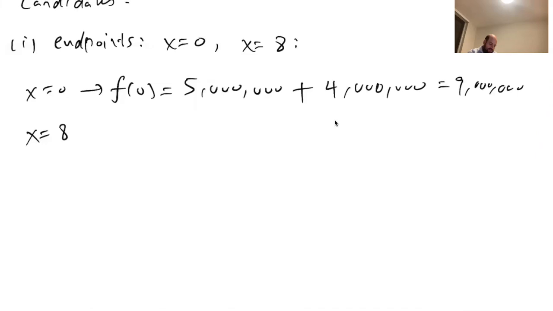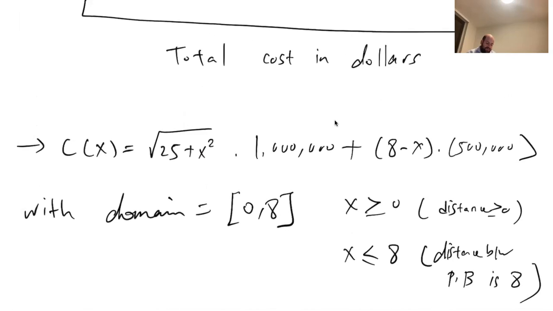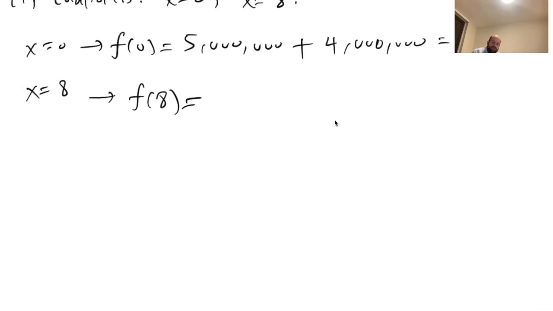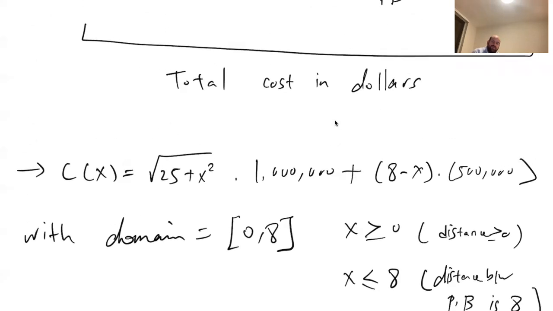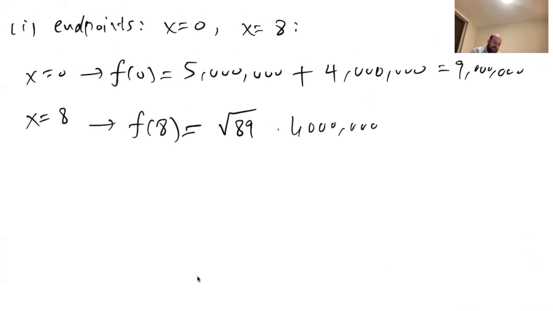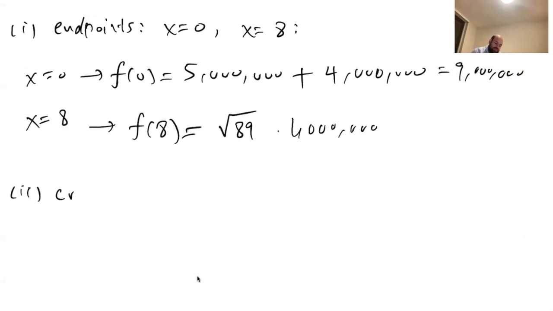If X is 8, C of 8 will be root of 25 plus 64, root of 25 plus 64. It will be root 89 times 1 million. And the second term will be 0, right? 8 minus 8 is 0. This term will be 0. And we will have just this term, which is root 89 times 1 million. Now we also need to find the critical points.